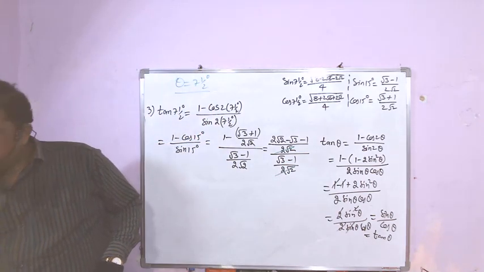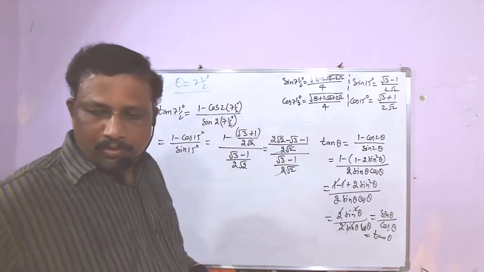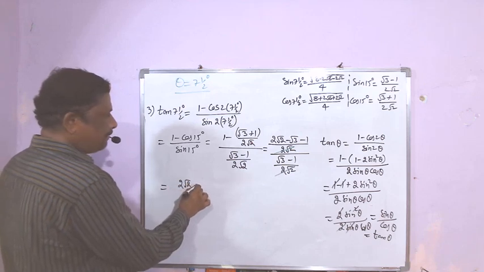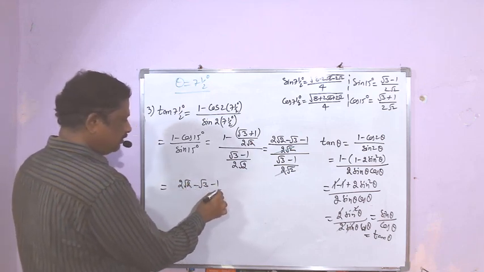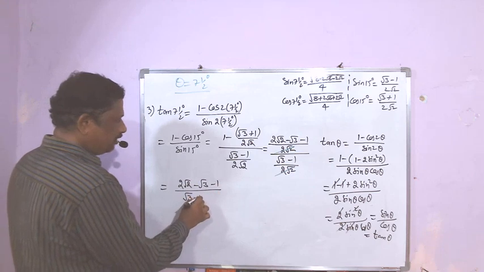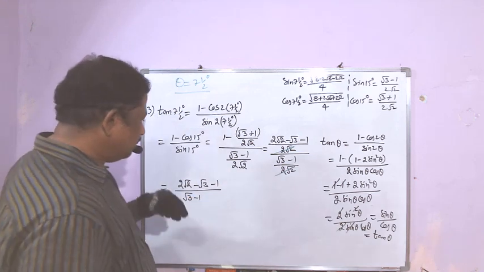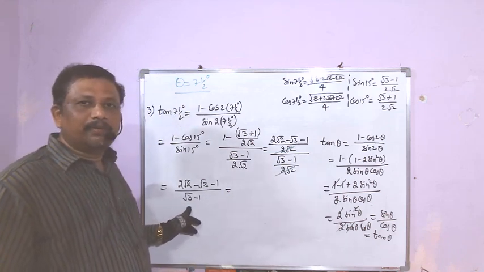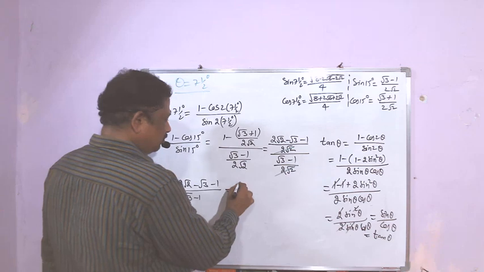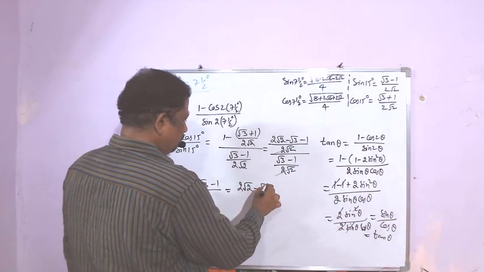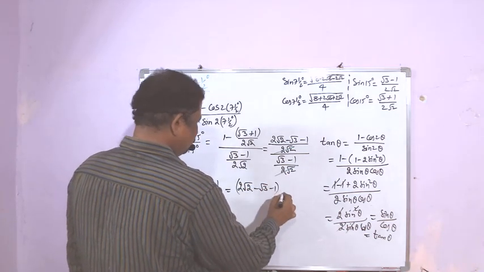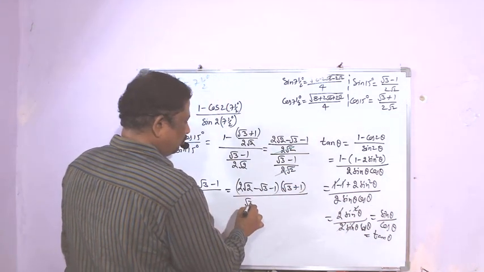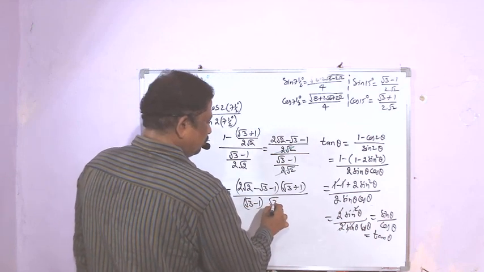Working step behind here: 2 root 2 minus root 3 plus 1 by root 3 minus 1. Rationalize the denominator. The rationalizing factor of the denominator root 3 minus 1 is root 3 plus 1. 2 root 2 minus root 3 minus 1 into root 3 plus 1. Here root 3 minus 1 into root 3 plus 1.